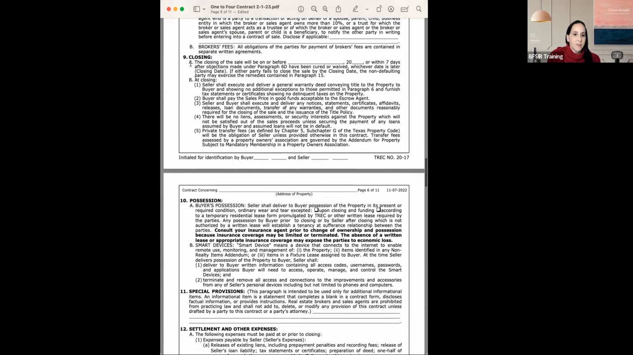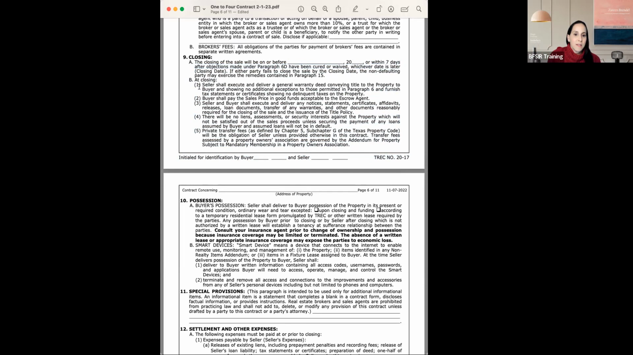So, closing. This is where I said, remember, nowhere in this paragraph does it say time is of the essence. And you'll note that closing is an on or before date. So you put your closing date here, or within 7 days after objections made under paragraph 6 have been cured or waived. So this also is built in. If you do objections and you're butting up against the closing date, this gives us some cushion. If either party fails to close, the non-defaulting party may exercise the remedies contained in paragraph 15.